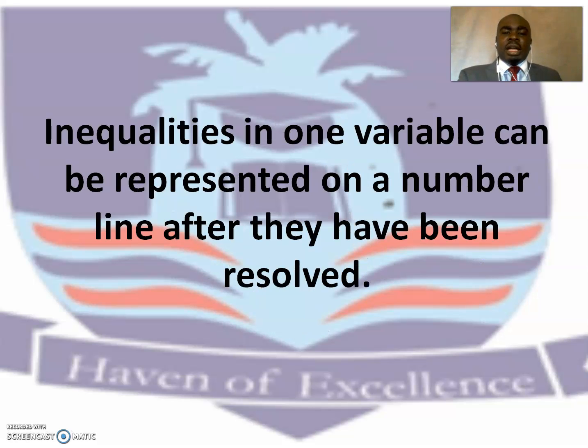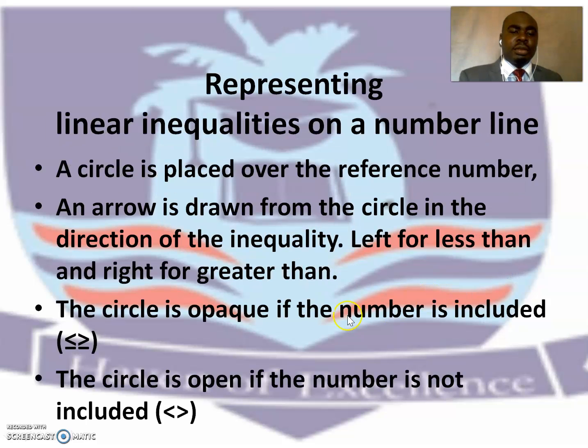Inequalities in one variable can be represented on a number line after they have been resolved. In our last example, we had x greater than 2. When you have resolved an inequality that way, you can represent it graphically on a number line. To represent an inequality on a number line, first we draw a circle over the reference number. In the case of the last example, that would be 2. And you have to draw an arrow from the circle in the direction of the inequality.